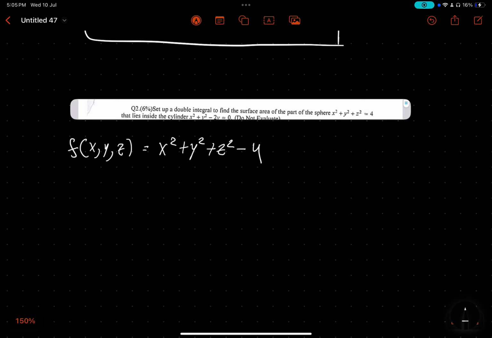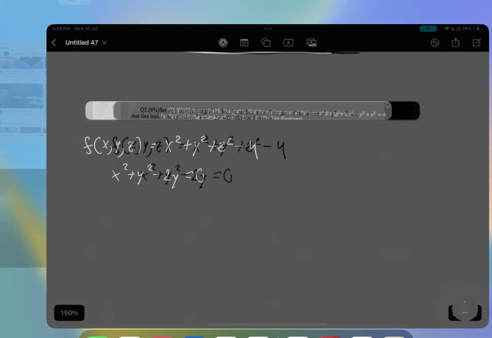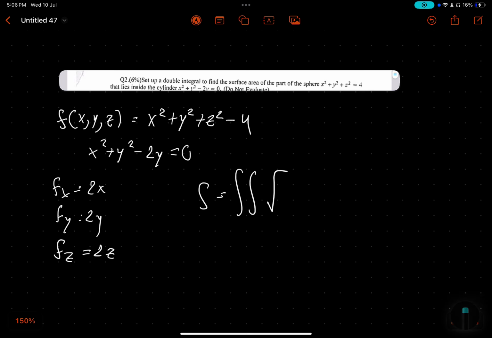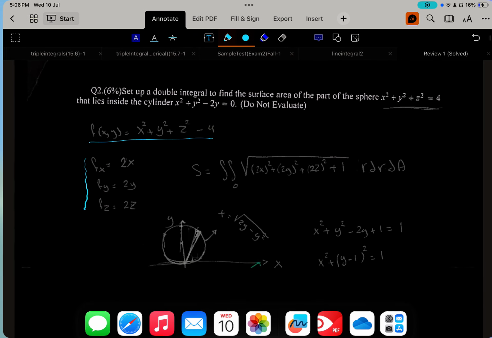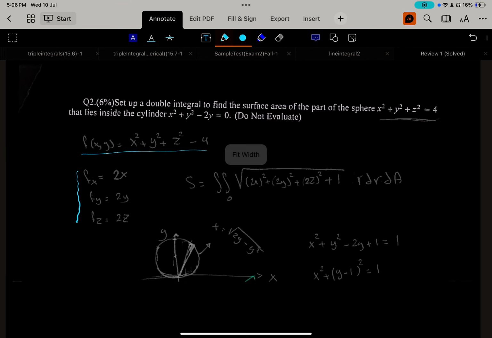Now we also have the cylinder x squared plus y squared minus 2y equals 0. This is our cylinder. So now we need to find fx. That's very simple: fx is 2x, fy is just 2y, and fz is just 2z. And now the surface area is basically a double integral of a square root. So it's actually correct what I did, but I did it in 2D apparently. Did he do a triple or double integral? Should be a double integral. Also he did it r dA.